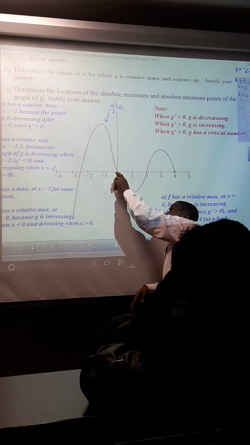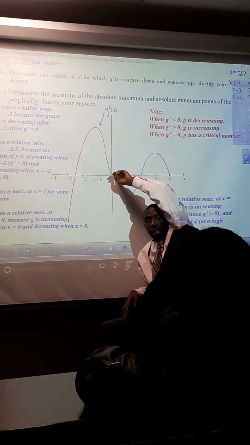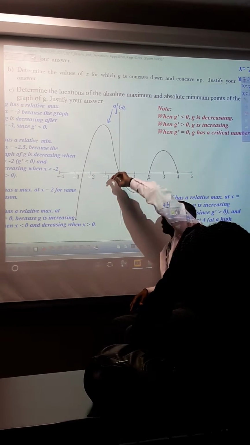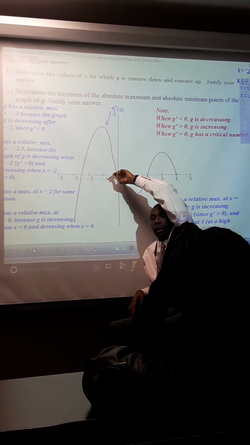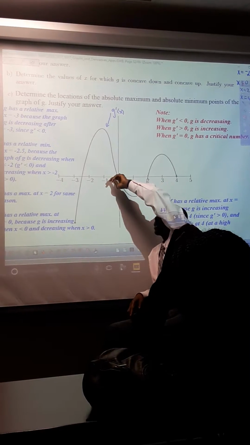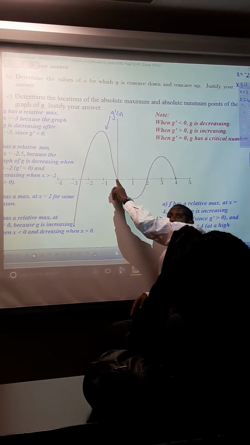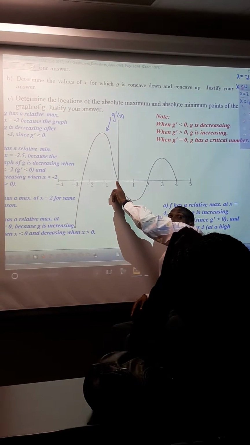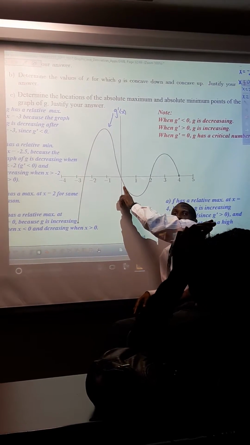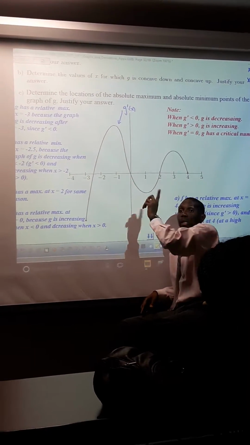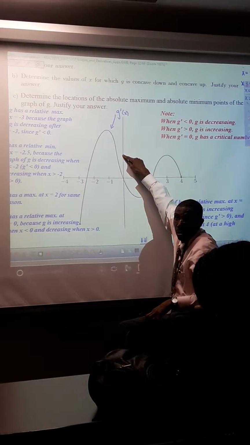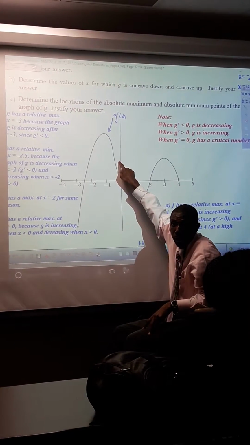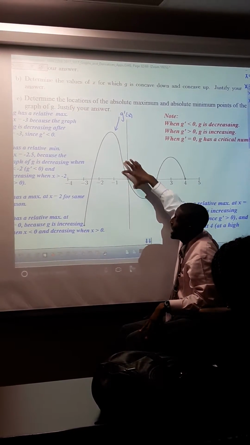The next critical number for G is here, because that's the next place where G prime is 0. At 0, G has a relative maximum, right? Here's why. G was increasing before 0, then decreasing after 0, because G prime was positive before 0, then becomes 0 at 0, then negative, right? Which means G is increasing before 0, turns, and then decreasing. Increasing, turns, decreasing, that's an over the hill type of deal. Maximum. Please note again, this is G prime.